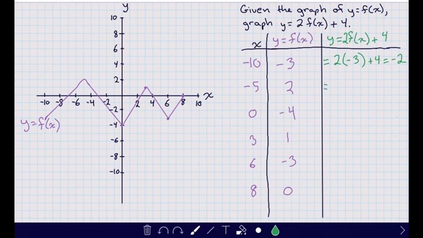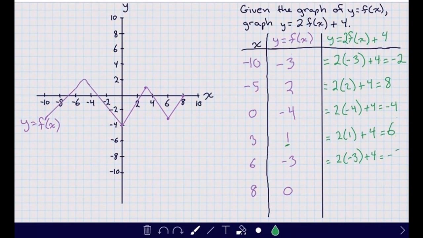And then we'll do that with all of the points. And then 2 times 0 is 0, and then add the 4, that gives me 4. So now I can take all of these new y values and then combine them with the original x, which didn't change, and I'll plot the new critical points.